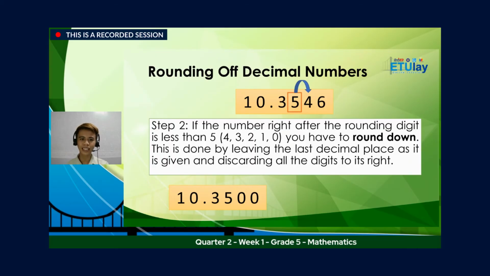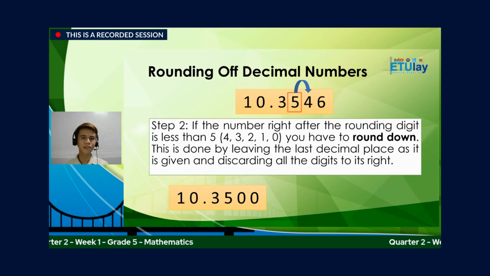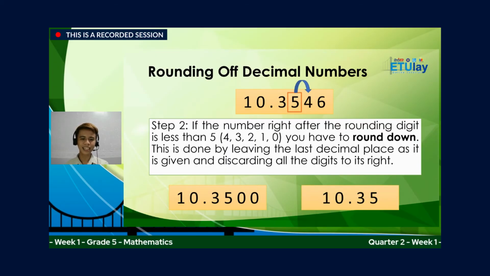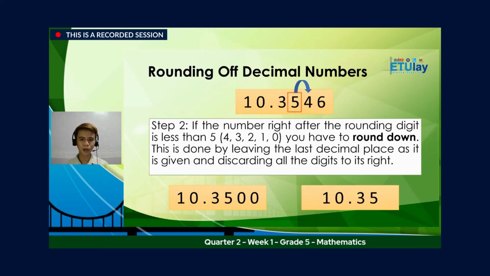Pansinin ninyo yung ating 4 at 6, naging 0 sila. So, parang from 3,546, nag-round down siya into 3,500. So, parang siyang nabawasan ng 46. Yon ang ibig sabihin ng ating round down. Pero nandito sa ating step number 2 na to discard all the digits to its right. So yung mga 0 ay aalisin na din natin. So magiging sagot natin ay 10 and 35 hundredths. Mawawala na yung dalawang 0.